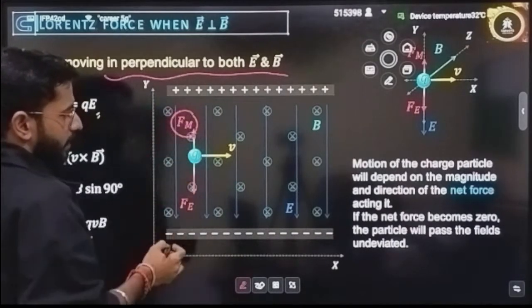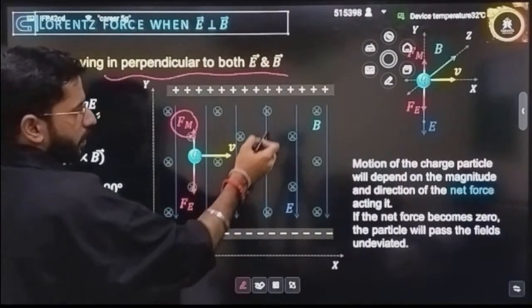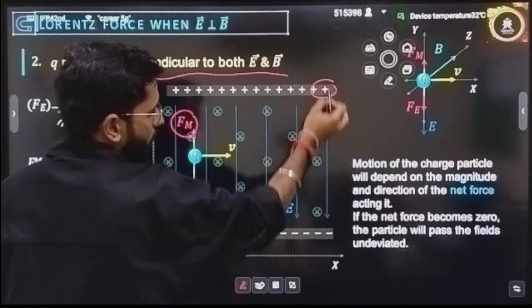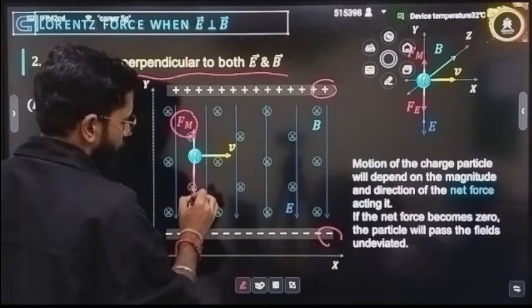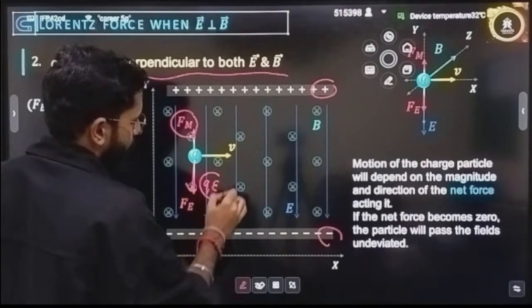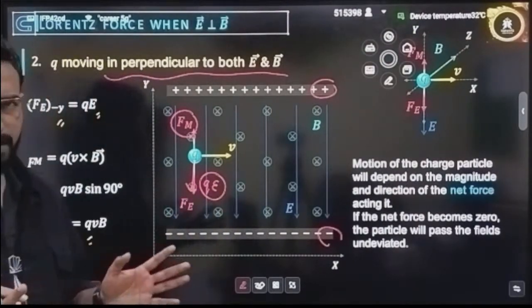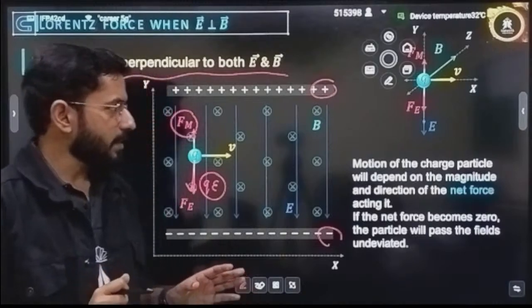Upside. This is the upside direction. And what is the direction for electrostatic force? Here it is shown that the electric field is coming from higher potential to lower potential. That means downward direction is the direction for electrostatic force. Now there are three possible cases. What are the three possible cases?